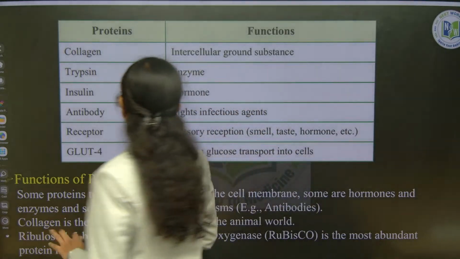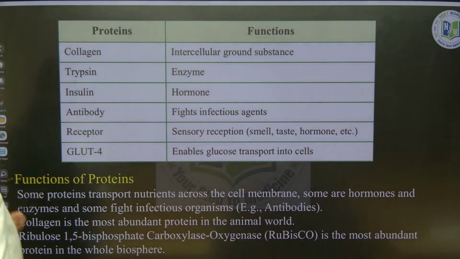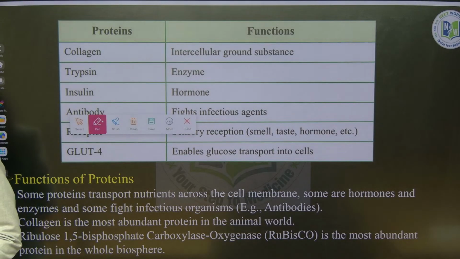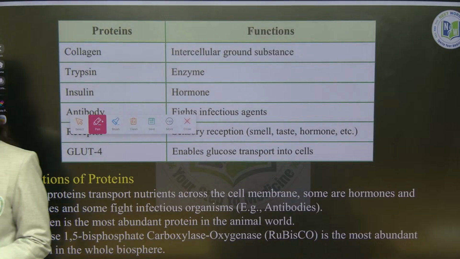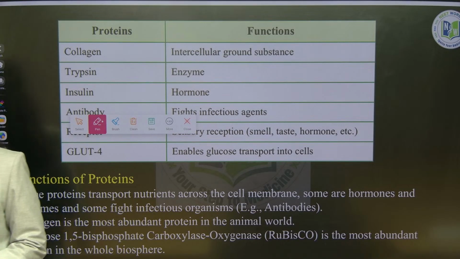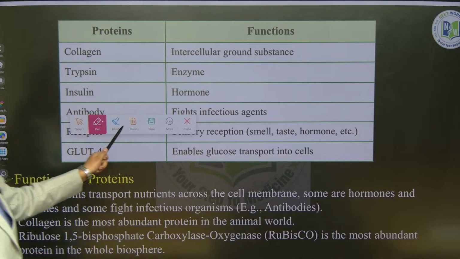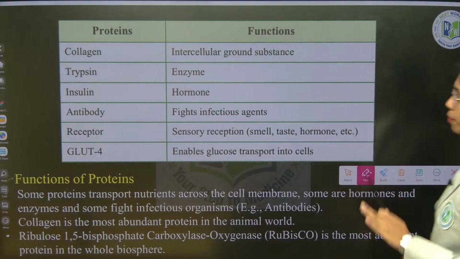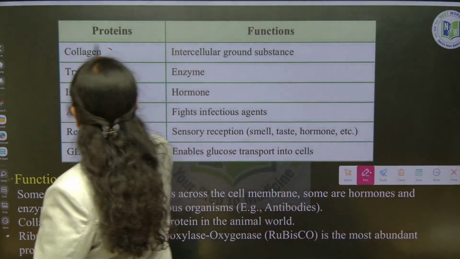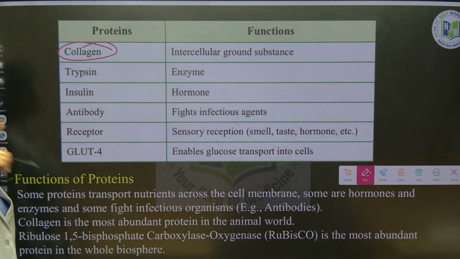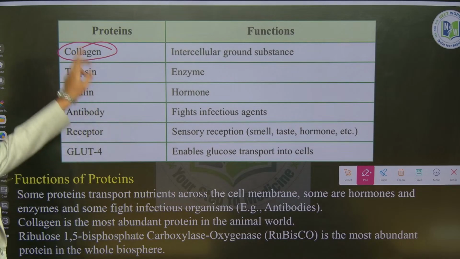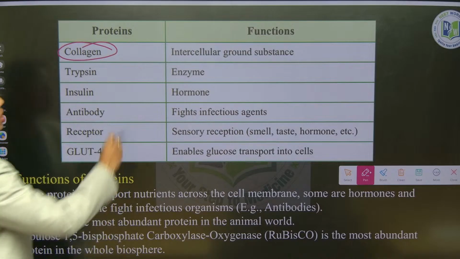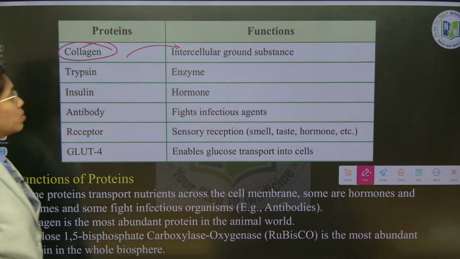Now we will move on to different types of proteins and their functions. Clear? So here we go with proteins and their functions. Most of your body is composed of proteins in forms like collagen, which is the second most abundant protein after rubisco, and the most abundant protein in the animal world is collagen. This will form intercellular ground substance.